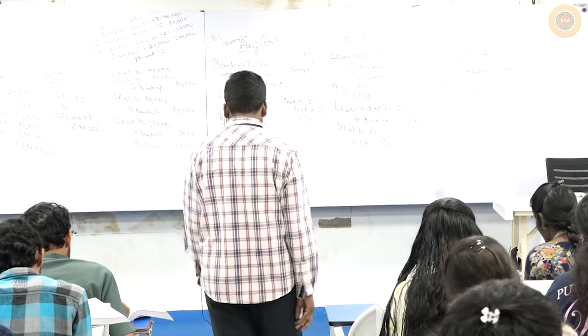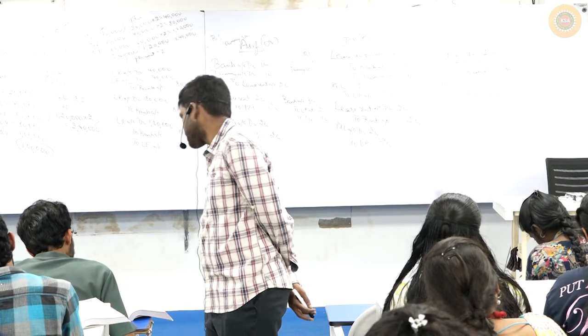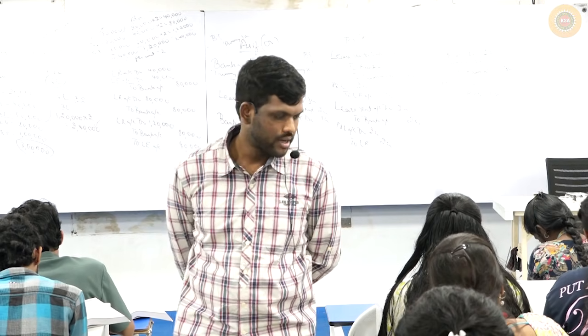Last year 80,000. 60,000 into 0.65, 39,000. புரிஞ்சுதா?